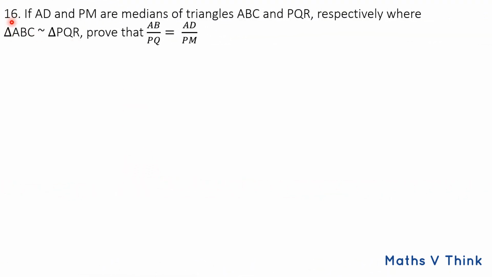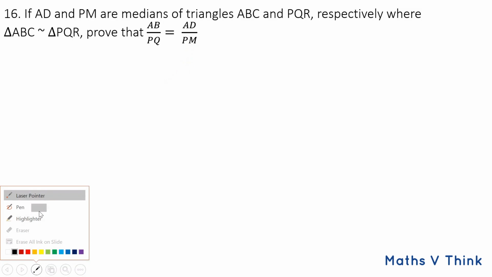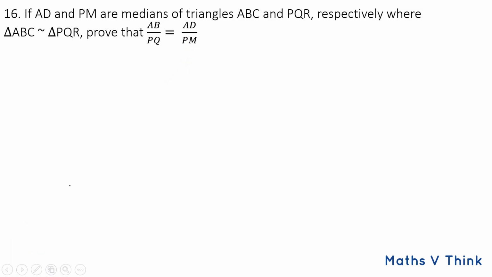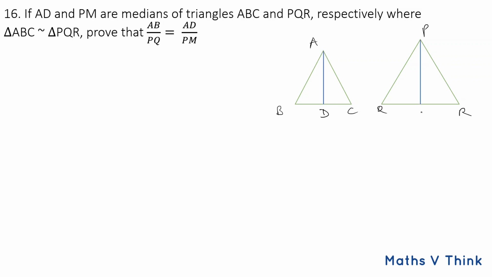The 16th question says, if AD and PM are the medians of triangle ABC and triangle PQR respectively, where triangle ABC is similar to triangle PQR, prove that AB by PQ is equal to AD by PM. So first we need to draw the diagrams. Draw triangle ABC and PQR. This is A, B, C, P, Q, R, and also median AD and PM. Median means can I tell this and this will be equal? Same with this is equal to this.